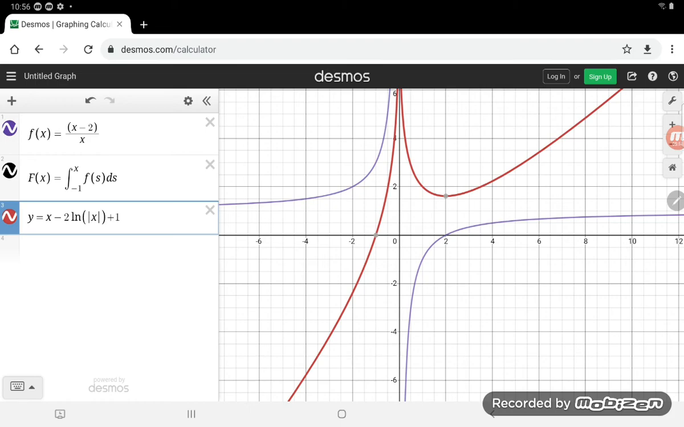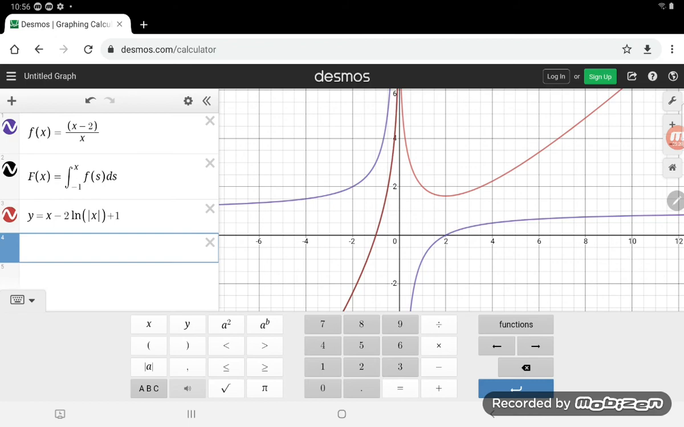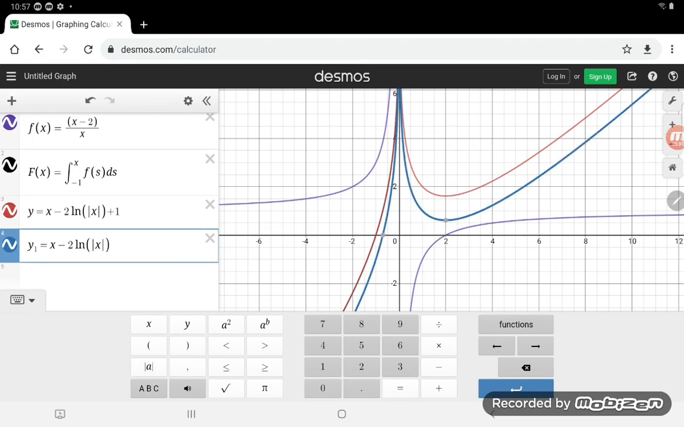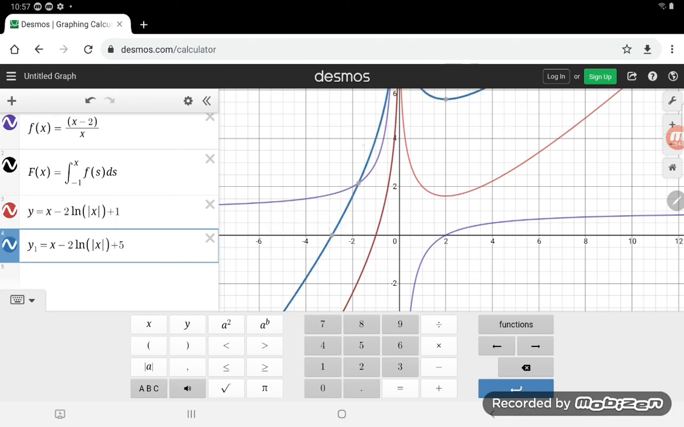And then again, I could plot the others, simply by y1 equals x minus 2 log absolute value of x plus, what did I say, 5, I think, before. So that puts a function up above, and I can plot something else with a different constant. There we have exercise 42.